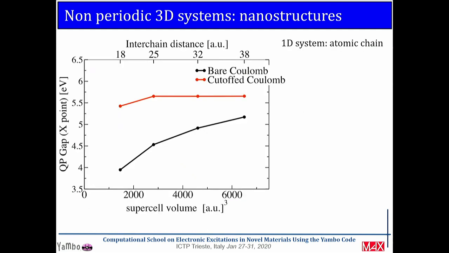Okay, here is an example. This is a 1D system, an atomic chain. Here you have the interchain distance. Here is the supercell volume. As you can see, the gap here, at the X point, shows a very, very slow convergence with respect to the vacuum. The modified Coulomb potential allows you to converge much, much faster.